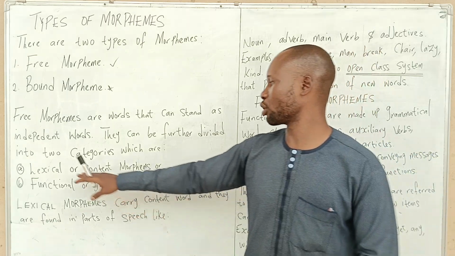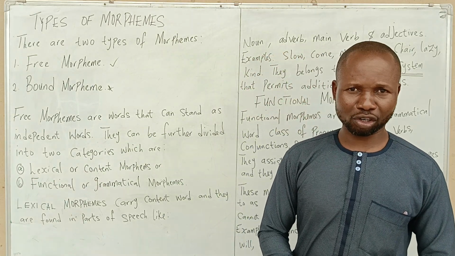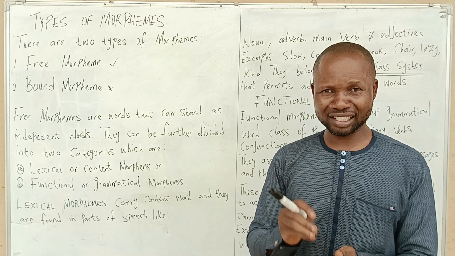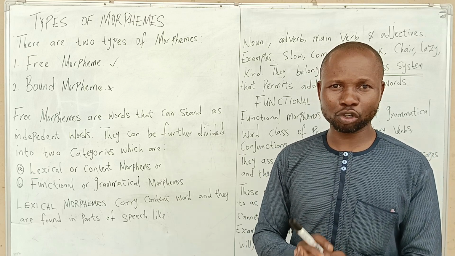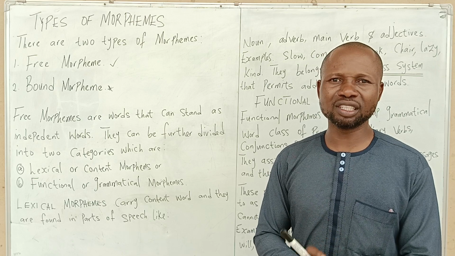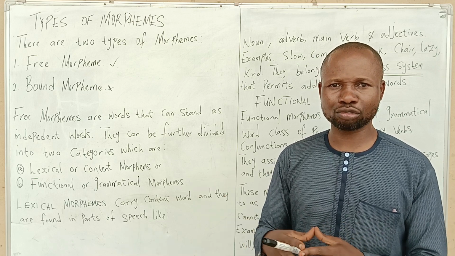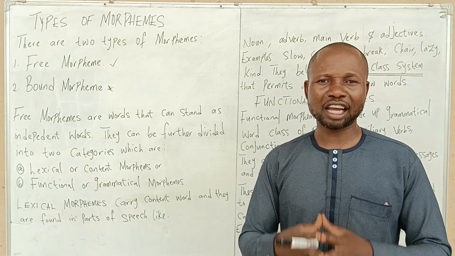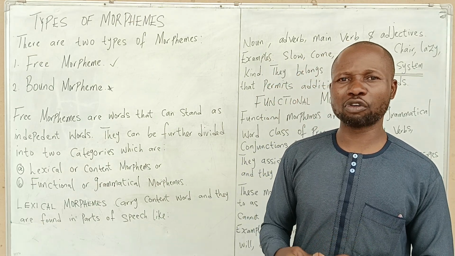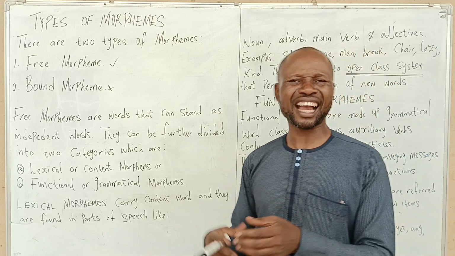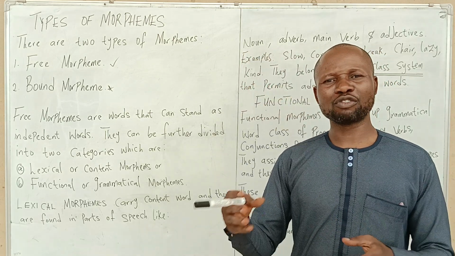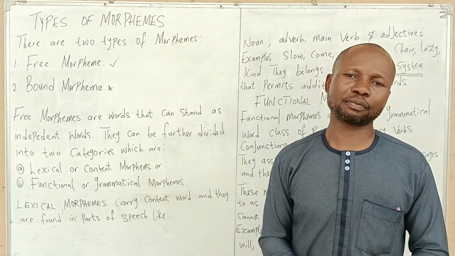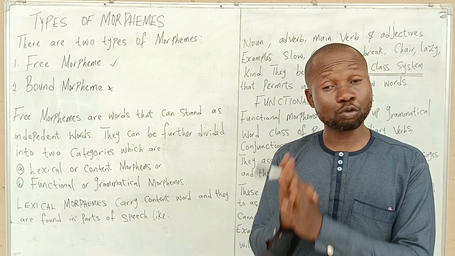So number one is the lexical morpheme. If you do not call it lexical morpheme, you call it content morpheme. It means it carries its meaning by itself. Once you see it, you know the meaning without adding any other thing to it. While the second one is functional or grammatical morphemes. I told you functional or grammatical morphemes are those little words, like articles, that further help content morphemes, or content words.